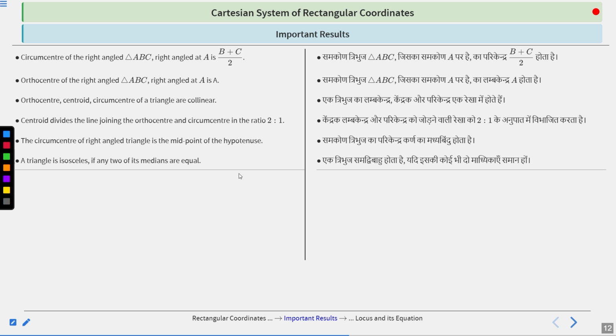Clear? A triangle is isosceles if any two of its medians are equal. Got it?